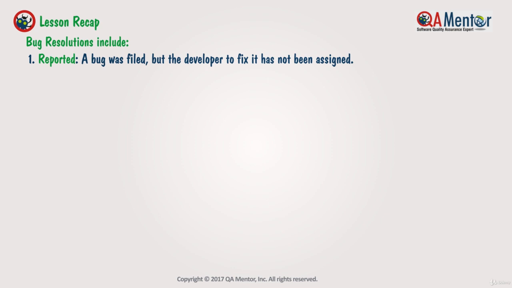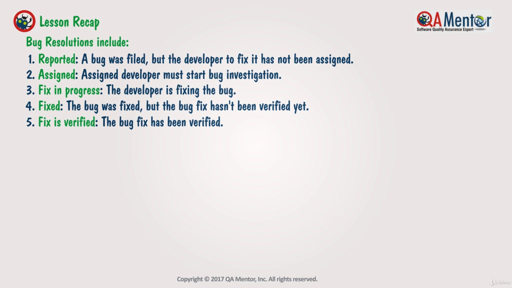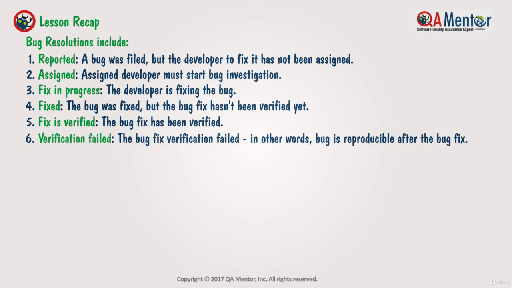Lesson recap. Bug resolutions include: 1. Reported. A bug was filed, but the developer to fix it has not been assigned. 2. Assigned. Assigned developer must start bug investigation. 3. Fix in progress. The developer is fixing the bug. 4. Fixed. The bug was fixed, but the bug fix hasn't been verified yet. 5. Fix is verified. The bug fix has been verified.